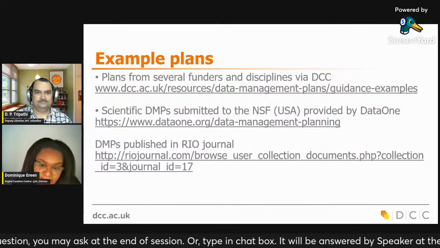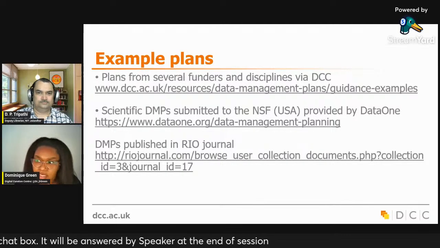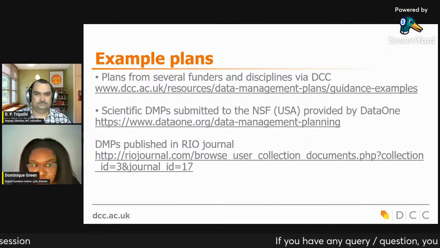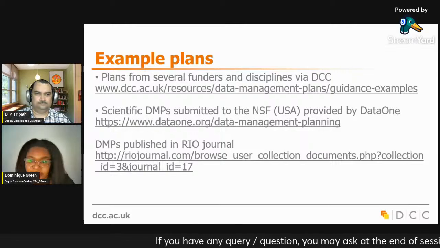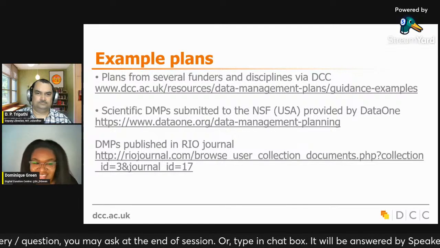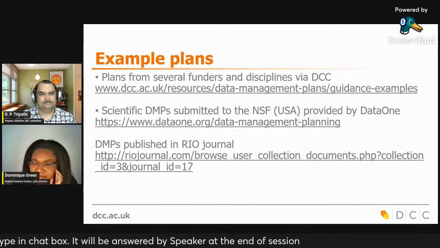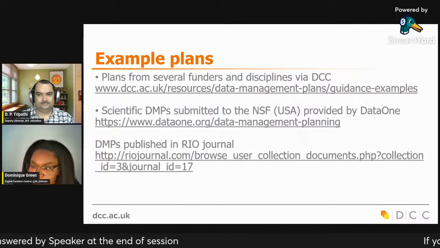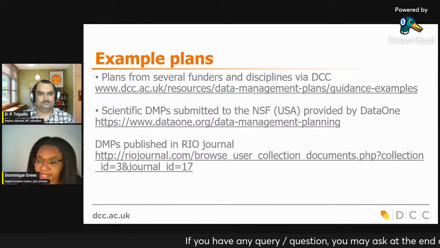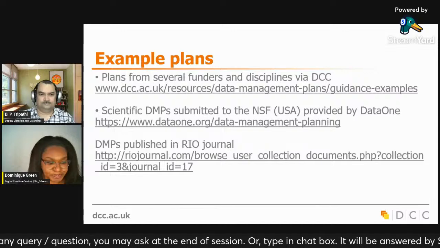There's a lot of guidance out there about data management plans, including from our organization, but lots of other places as well. This slide just has a few examples. And of course, if you just do a simple Google search, there will undoubtedly be a lot more examples here. But for your benefit, and to save you the trouble of having to do any Google searches, there are some links here to some data management plans. There are plans from different funders and disciplines via the DCC. There are some scientific data management plans at Data One, and then there are some data management plans published in the RIO Journal.